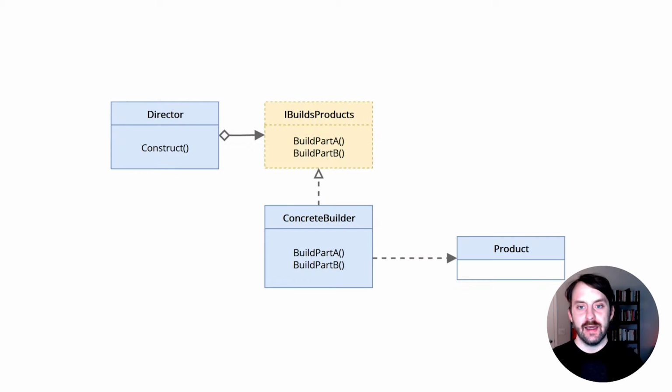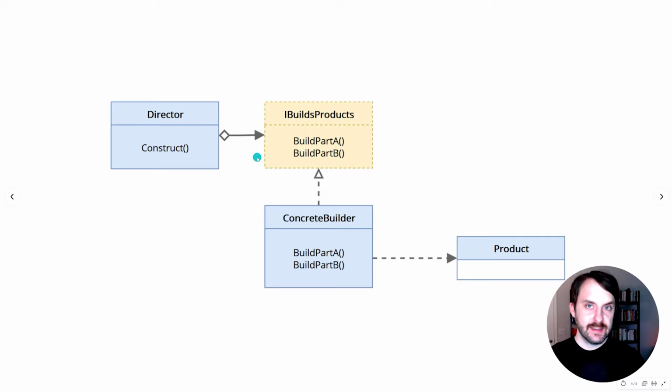So let's take a look at the standard UML diagram for the builder pattern. This is in particular an adaptation of the Gang of Four diagram for the pattern. What we have here is a director instance which is going to have an object which implements IBuildsProducts in this case. This particular syntax is what the Gang of Four would call an aggregate, and today in our modern lingo we would generally just call this composition.